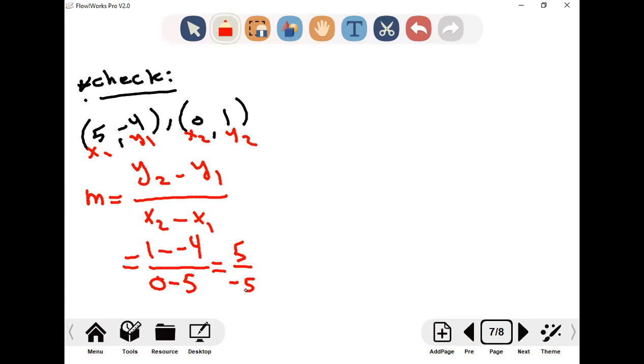So here 5 divided by minus 5 is minus 1. I put 1 wrong. Done? This is the check.